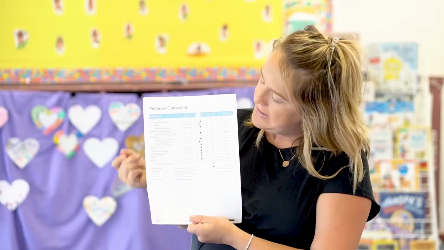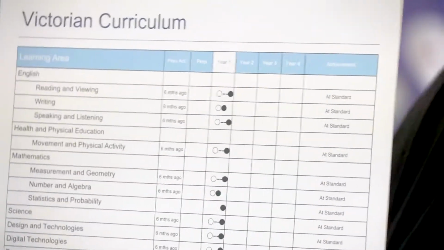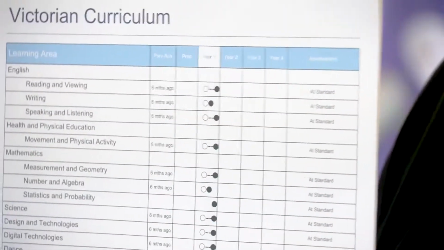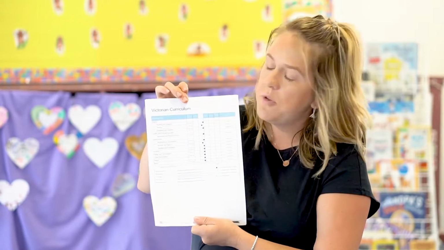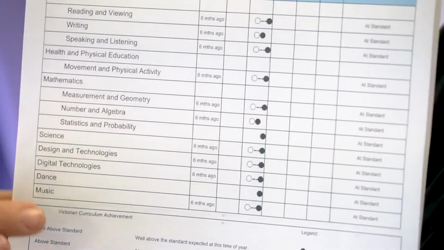Now what you'll notice is that some of the gaps in the dots are a little bit smaller. This suggests that the child has grown, but perhaps hasn't grown as much as they have in other curriculum areas. This is usually reflected in the next steps in learning or the general comment for something for the child to continue to work on. There is also one with statistics and probability where there is just one dot.